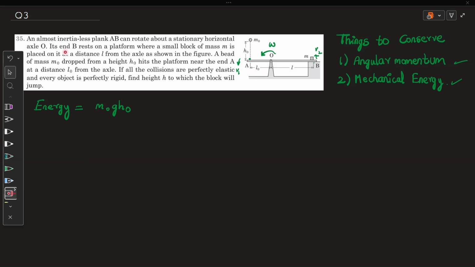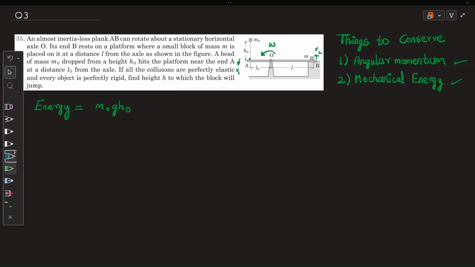Question number 3. An almost inertialess plank AB can rotate about a stationary horizontal axle O. Its end B rests on a platform where a small block of mass M is placed on it, at a distance L from the axle as shown in the figure. A bead of mass M0 dropped from a height H0 hits the platform near the end A at a distance L0 from the axle. If all the collisions are perfectly elastic and every object is perfectly rigid, find the height h to which the block will jump.